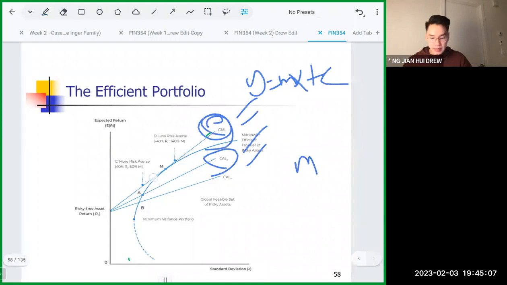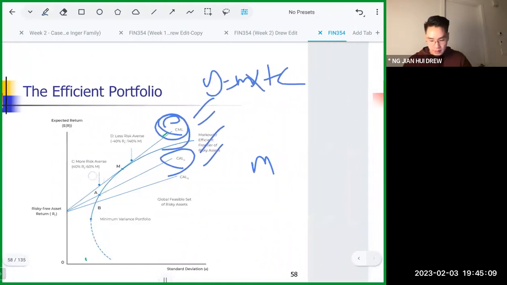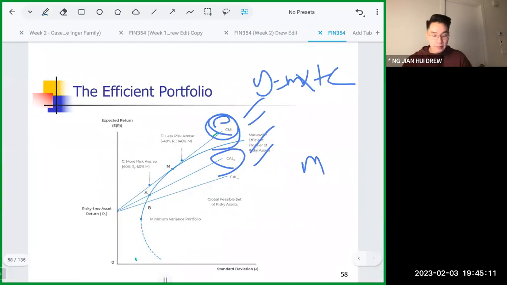Everyone okay with this portion? Okay, so if everyone's okay, now what is happening? So we are not done with this graph. We still got more to talk about this graph.